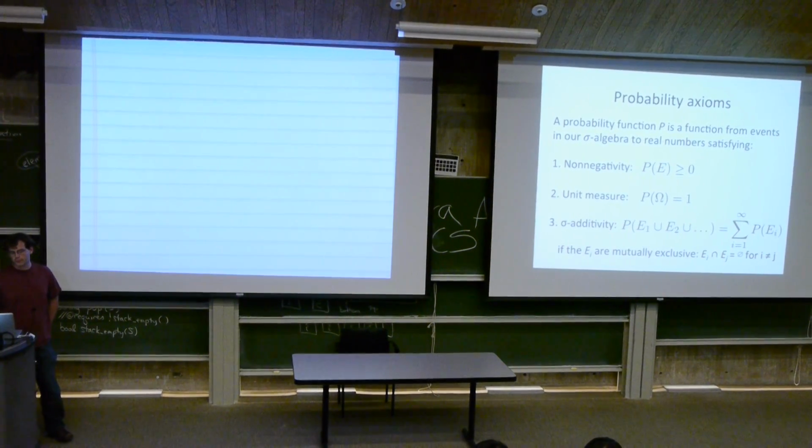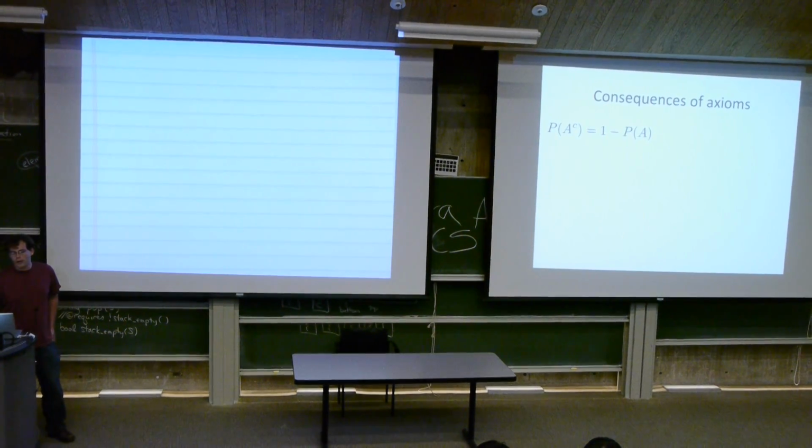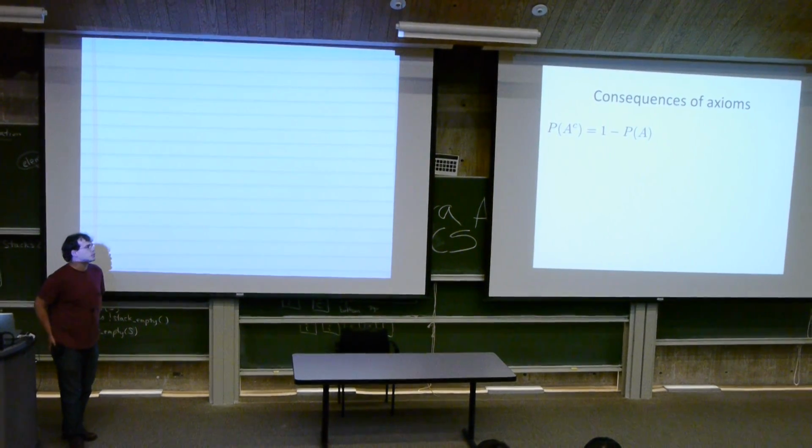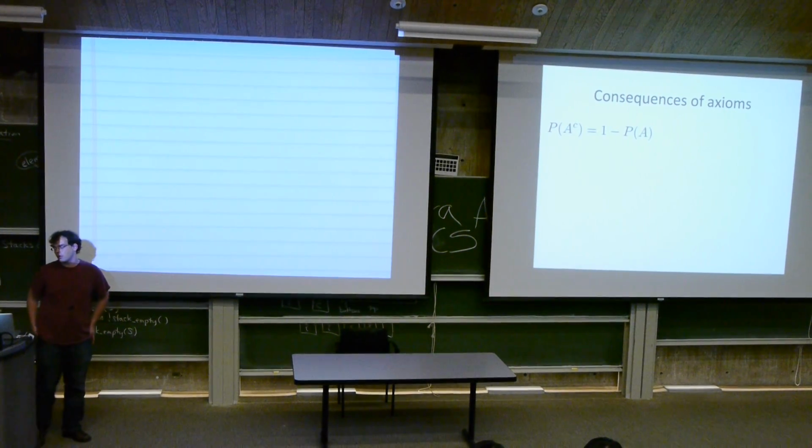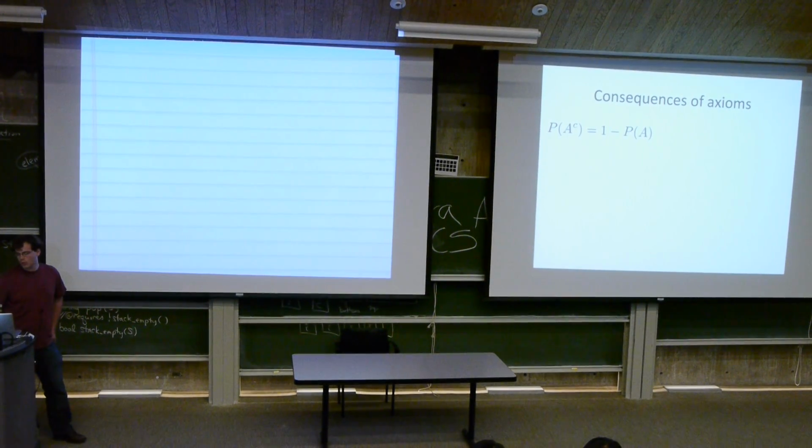Okay, so any of these arbitrary functions that satisfy these axioms will satisfy some other things that we can derive from the axioms. So we'll do a couple quickly here. If you have any event in your sample space, and you take the probability of its complement, what you get out is 1 minus the probability of that event. So how can we prove that from the axioms? Well, you can look at the probability of A union its complement. So first of all, by the definition of complement, A union its complement is the whole sample space. So that's the probability of just the whole sample space omega, that's 1.